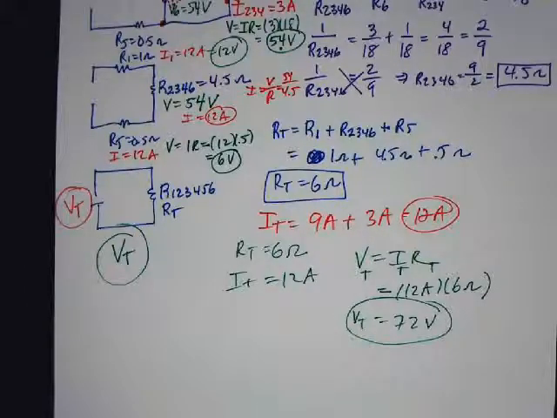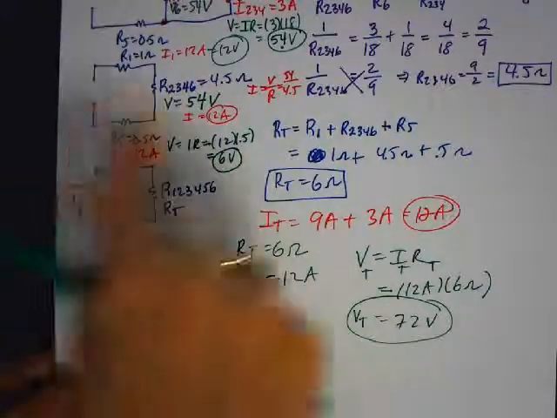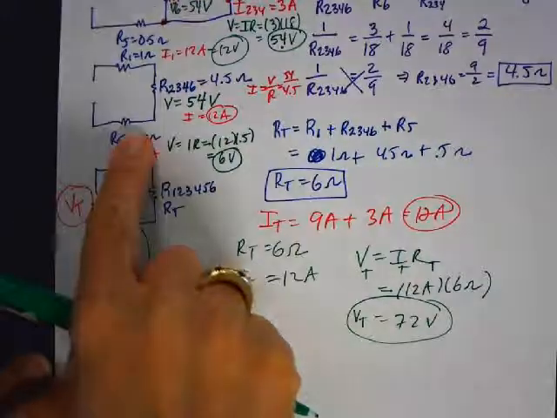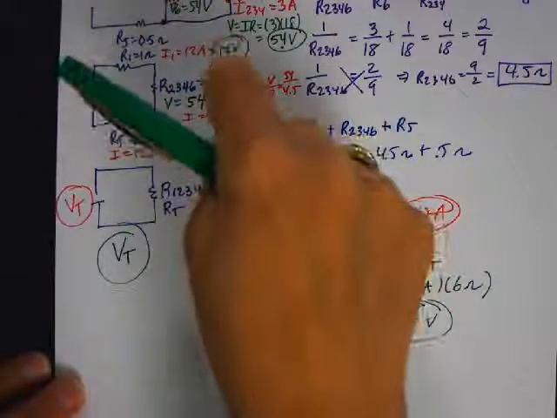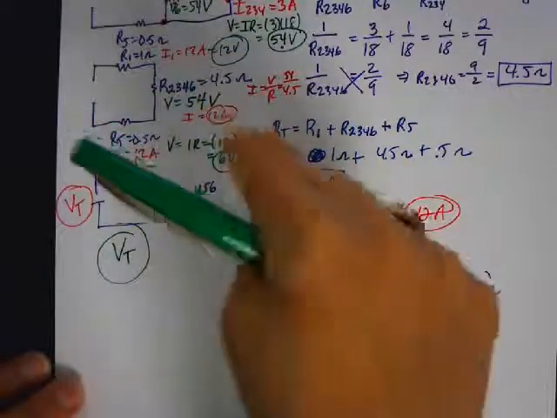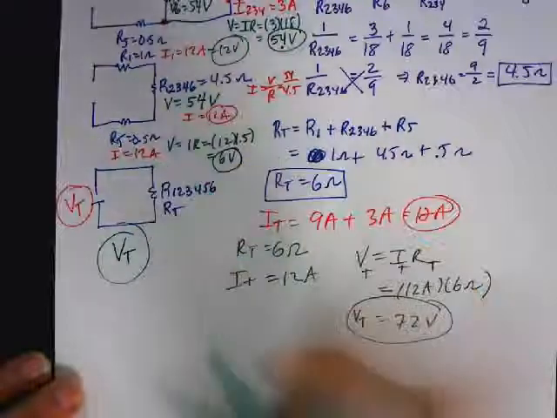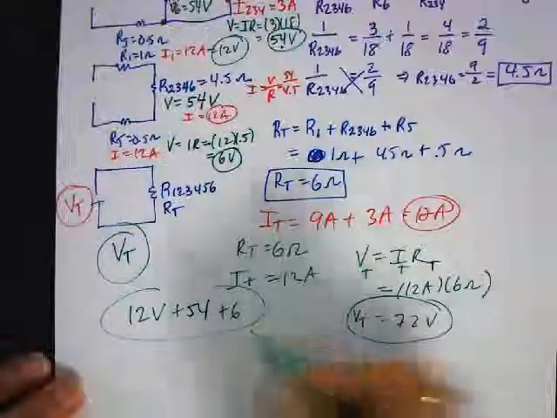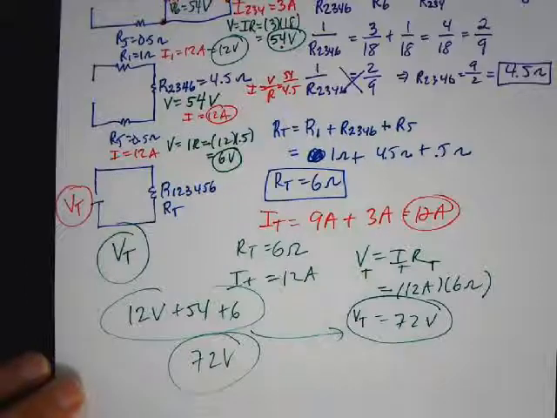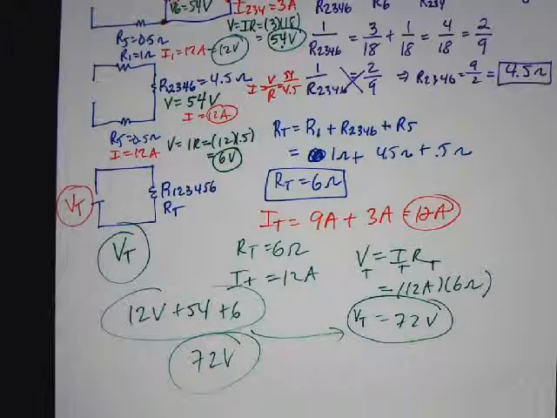But let's say I want to check my work. I want to make sure I didn't make a mistake. I can go back to this diagram. Since these are in series, what's the relationship between voltages in series? They add up. So now if I add up 12 volts, 54 volts, and 6 volts, what is 12 volts plus 54 plus 6? 72. See how it all adds up? So in circuits, you always have a way to check your work. So there's more than one way to do it.